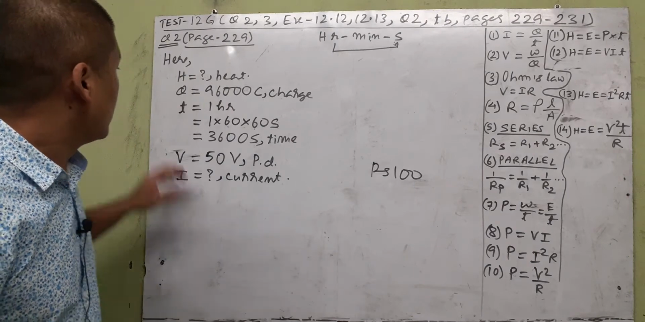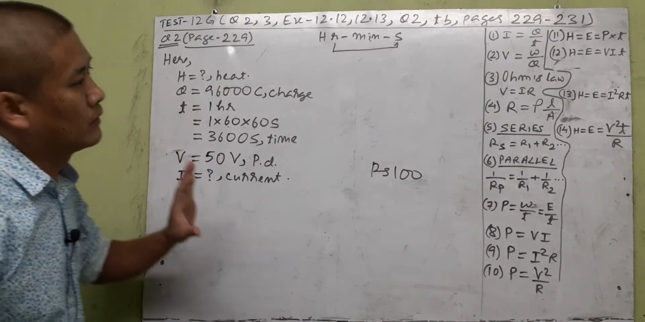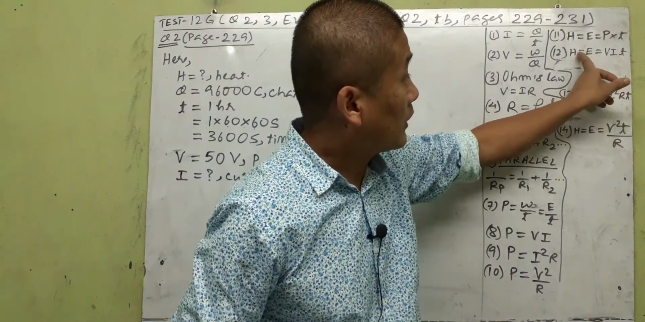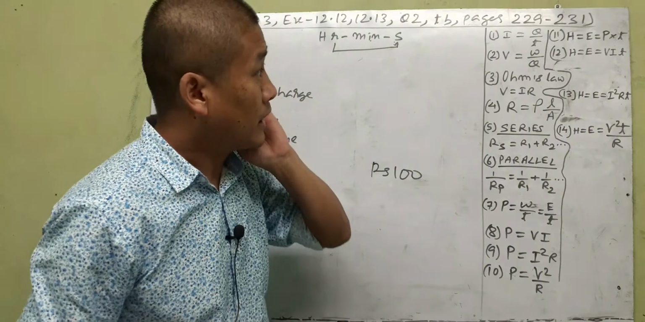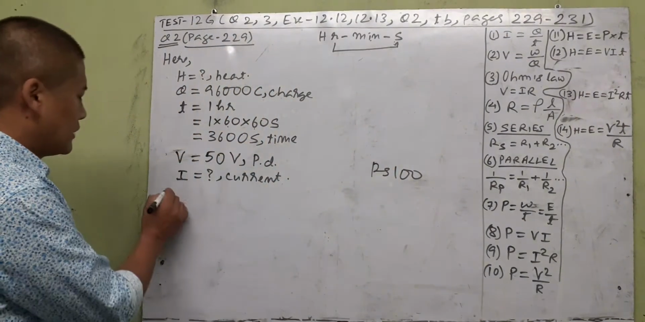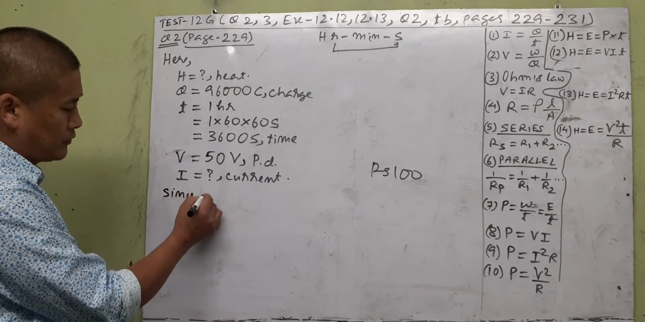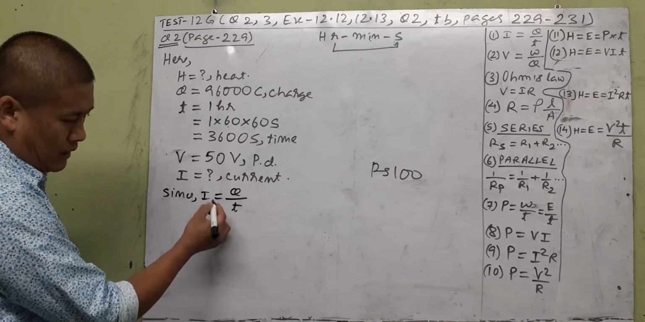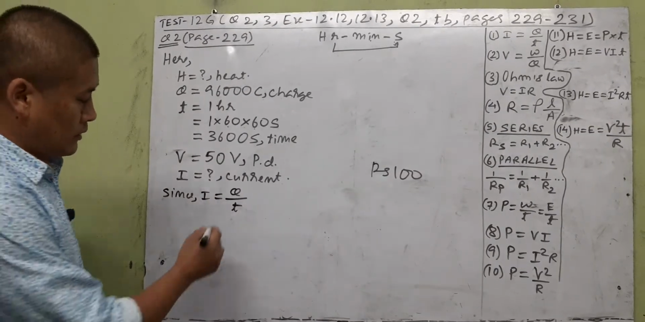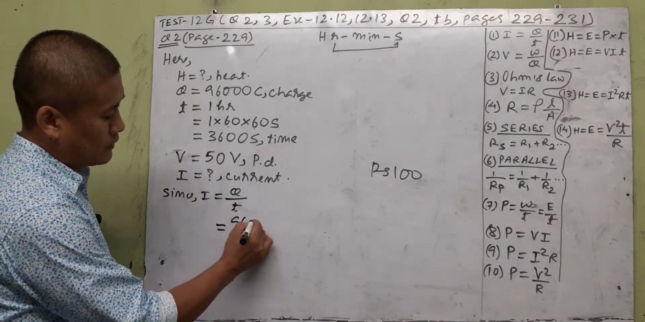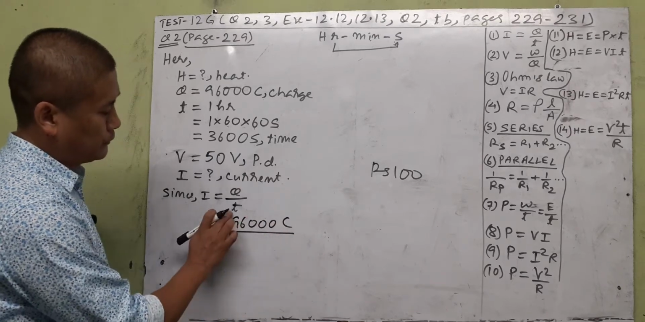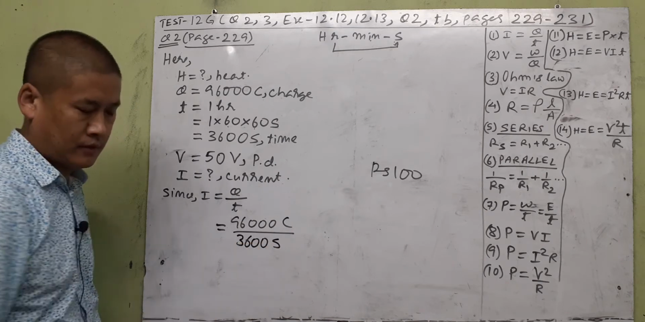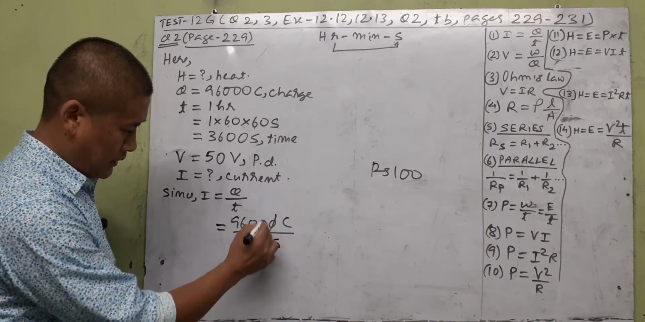So here it seems Q, T, V is there. So VT is there. If we could find I, then we could get the H that we need. So let us look at I here. Since the first equation in our chapter we discussed was current is charge divided by time allowed for that charge to flow, the charge is 96,000 coulombs divided by the time allowed for charge to flow, 3,600 seconds. So these two zeros can be cancelled as easy as this.